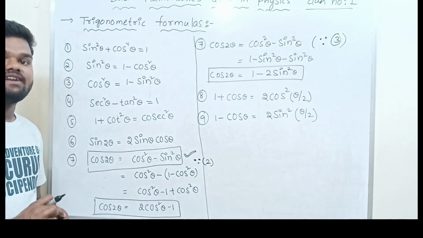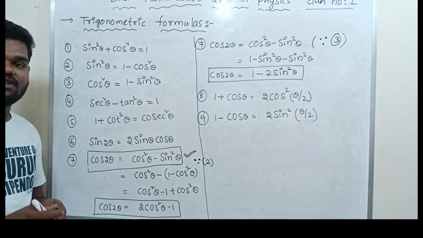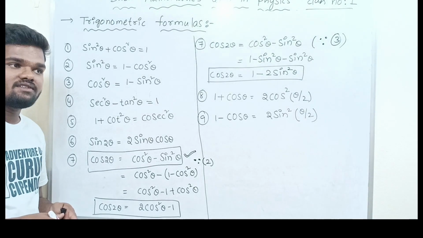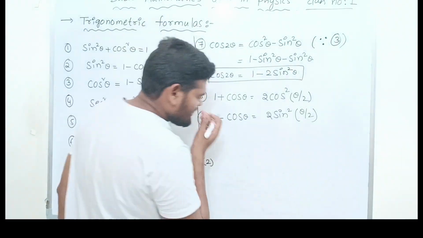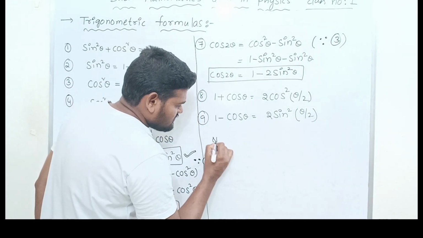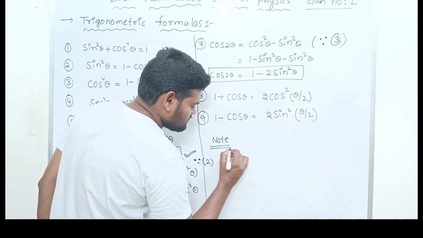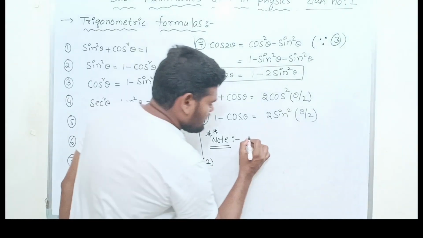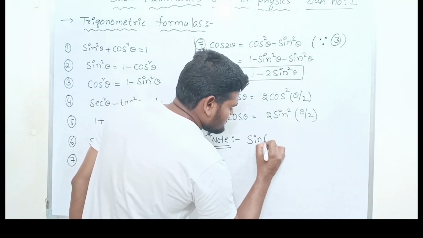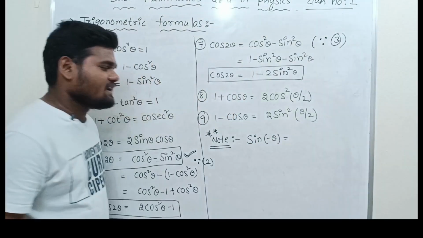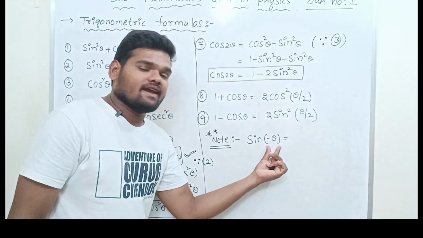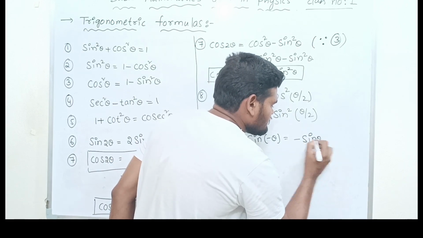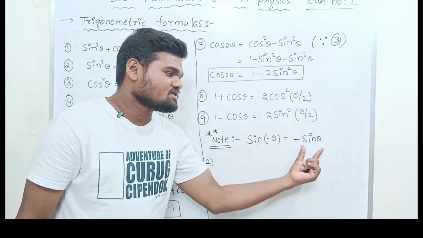Next we can write the formulas for sin of A plus B, cos of A plus B, and so on. Is it clear? Any doubts? So here we have some space. Let's discuss a small, important note. If any angle is negative in a sin function, like sin of minus theta, you will get minus sin theta.